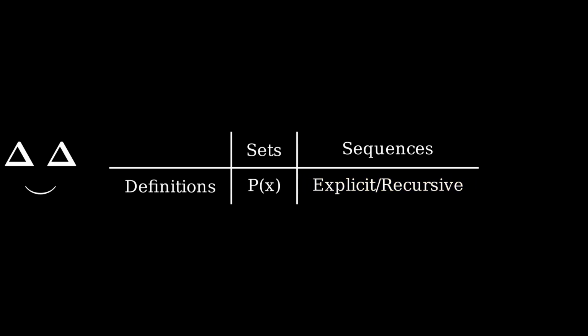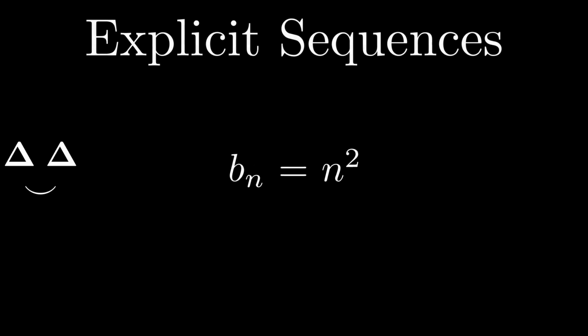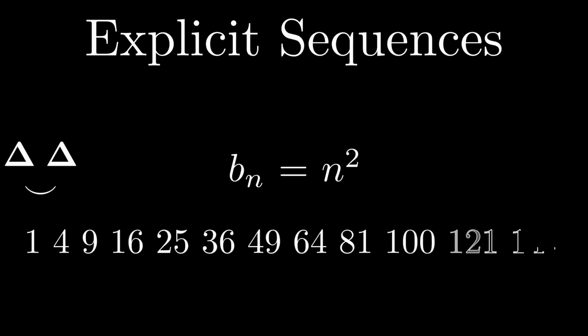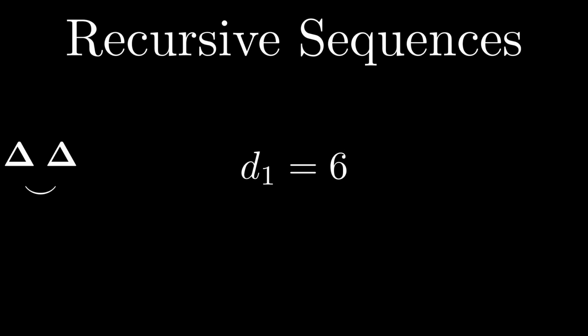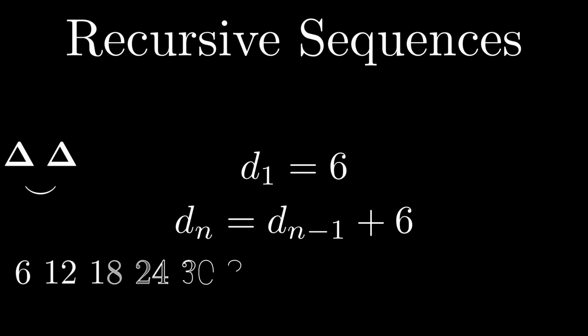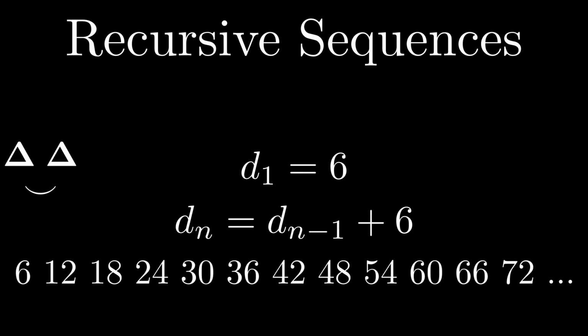An explicit definition of a sequence might be b_n = n². So we know that if we're looking at the 12th value in the sequence, the value is 144. A recursive definition is when the nth term is defined by some previous term. For example, a sequence might begin with d(1) = 6, d(n) = d(n-1) + 6, where n is greater than 1, giving us the 6 times table into infinity.